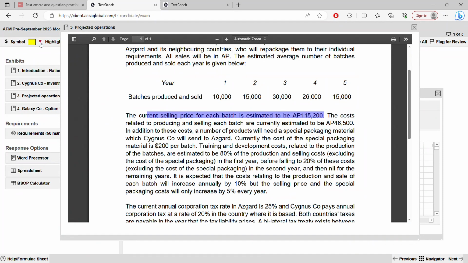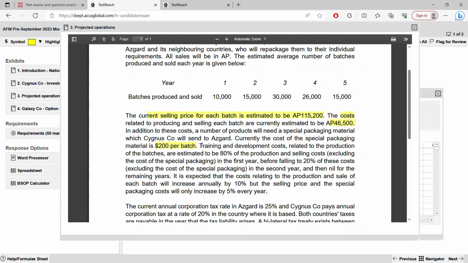So here the current selling price is 115,200. And the cost is 46,500 AP. Okay. In addition to this cost, there is some additional cost for special packaging material. This one is in dollar, you see. So you first have to convert it into AP, then back to dollar. Because when you're deducting cost, everything is in AP. That's why you have to first take this to AP, deduct it, find your cash flow. At the end, you have to convert it back to dollar.